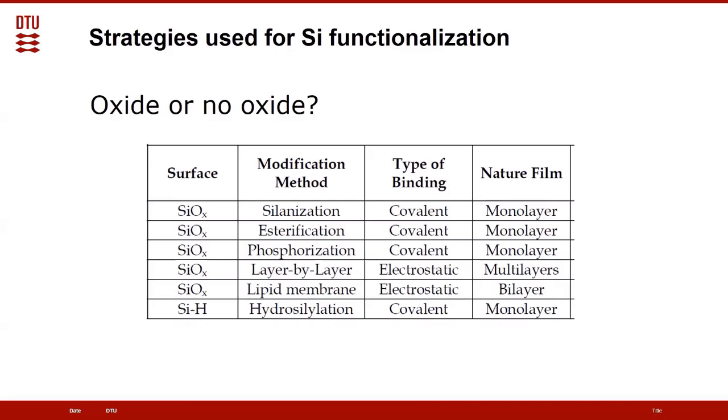You can produce a silicon oxide surface by silanization. You get a type of binding that is covalent, which is what we would like, and then you have this monolayer, a thin layer on the surface. If you want to remove the oxide from the surface, you can do hydrosilylation. This is also a covalent binding and monolayer. So they are two very good methods to make an inorganic surface into an organic surface.